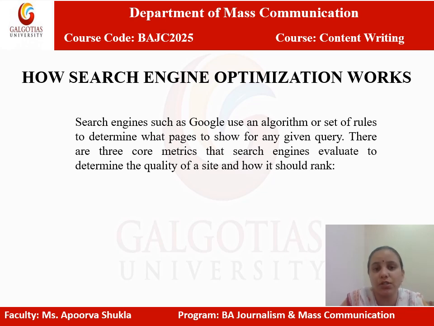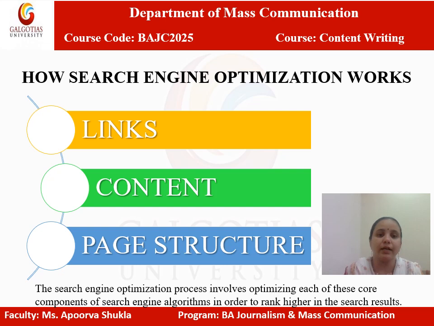Search engines such as Google use an algorithm or set of rules to determine what pages to show for any given query. These algorithms have evolved to be extremely complex and take into account hundreds or even thousands of different ranking factors in determining the ranking of their SERPs. There are three core metrics that search engines evaluate to determine the quality of a site and how it should be ranked. That is links, content and page structure.